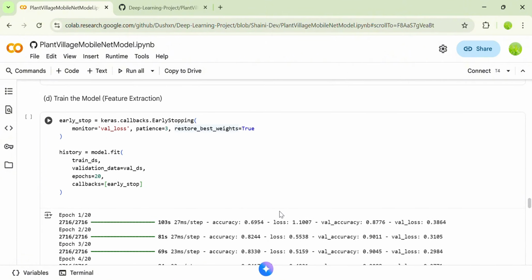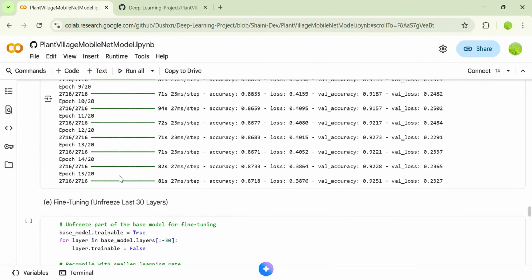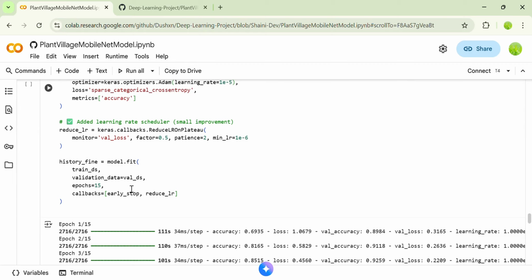Then we train the model with 20 epochs. For fine-tuning purposes, we unfreeze the last 30 layers. Then we run 15 epochs.